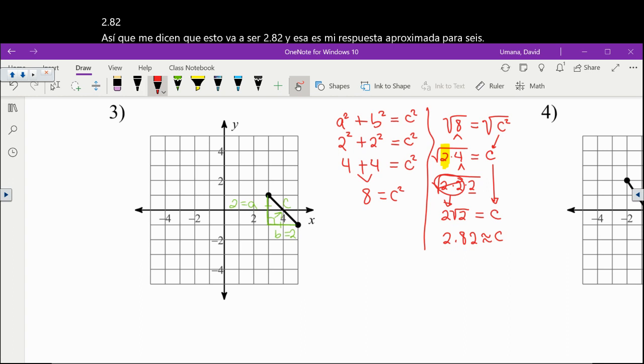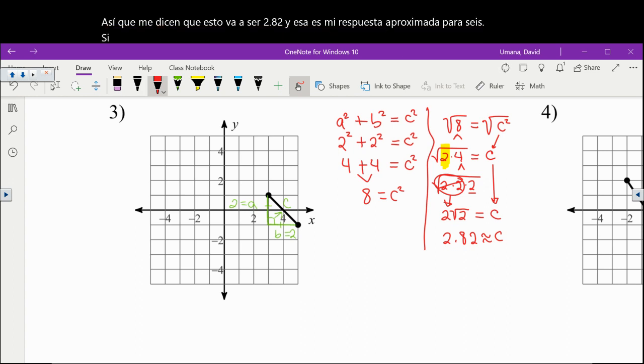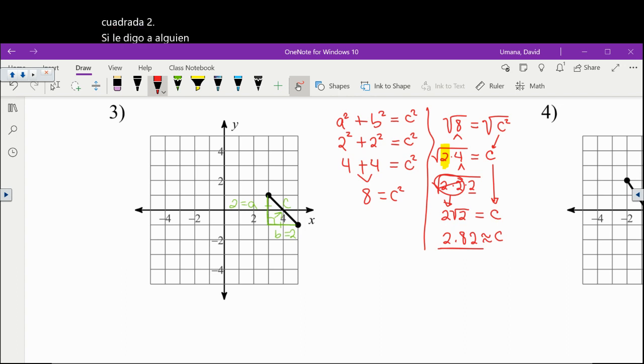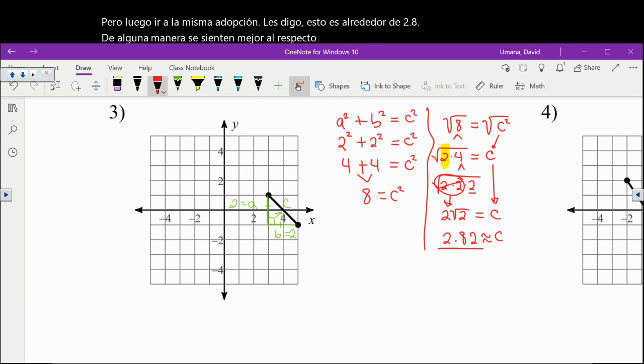Now listen carefully. If this is 2 and this is 2, then that means C is almost 3, 2.82. To me, knowing that this is almost 3 is easier, I get a better sense of the size than saying 2 square root of 2. If I tell somebody this measures 2 square root of 2, most adults, not only students, but most adults have no idea what that is. If I then go to the same adults and I say to them, this is about 2.8, they somehow feel better about it. It's like, okay, I can manage that. I have an idea what that might look like. So that's why I want the change today.